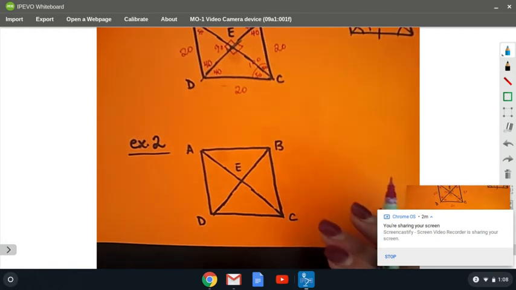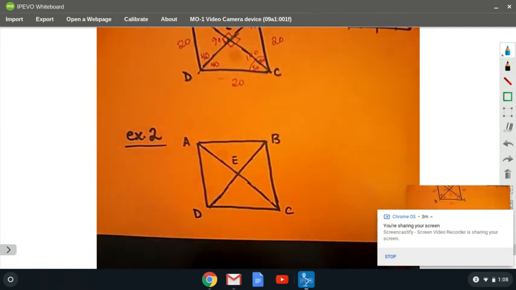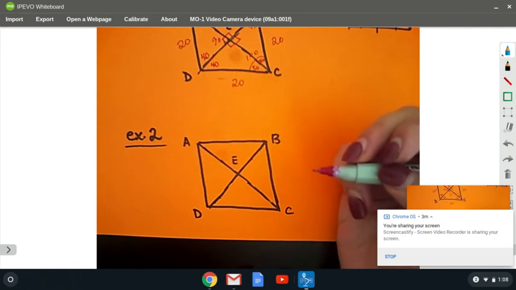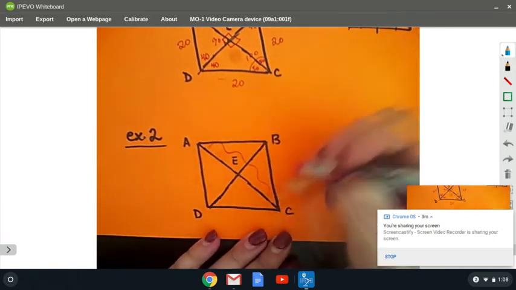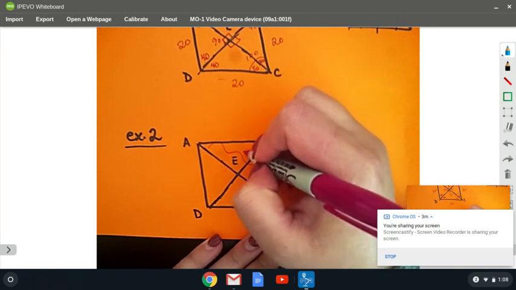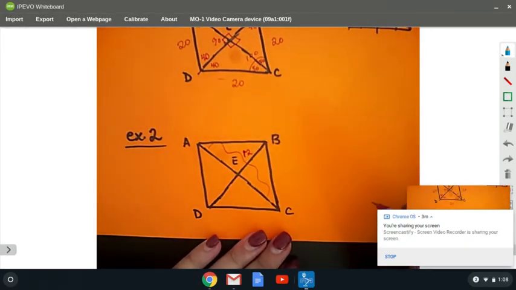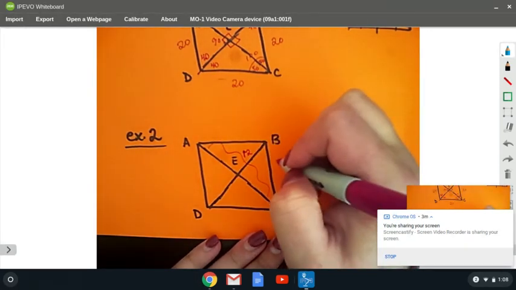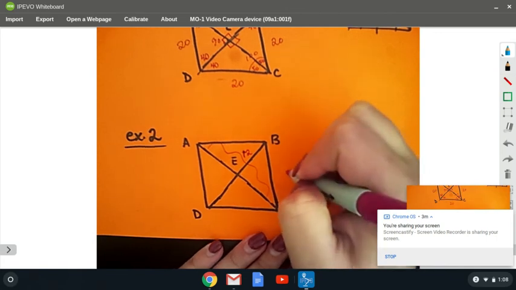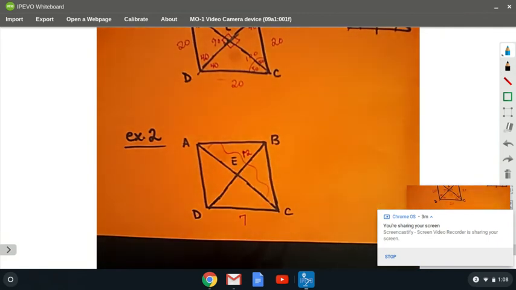Also, if I give you some information, let's talk about these diagonals. So maybe I say AC, this whole diagonal, is, let's see, 12. Okay. And then I say side DC is 7. And I say find the perimeter of this entire thing.